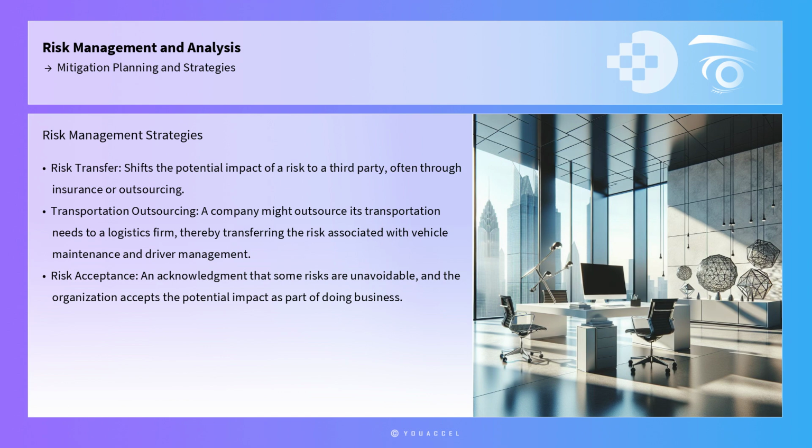Risk transfer shifts the potential impact of a risk to a third party, often through insurance or outsourcing. For instance, a company might outsource its transportation needs to a logistics firm, thereby transferring the risk associated with vehicle maintenance and driver management. Finally, risk acceptance is an acknowledgement that some risks are unavoidable, and the organization accepts the potential impact as part of doing business. This strategy is typically employed for risks that have a low impact and likelihood.